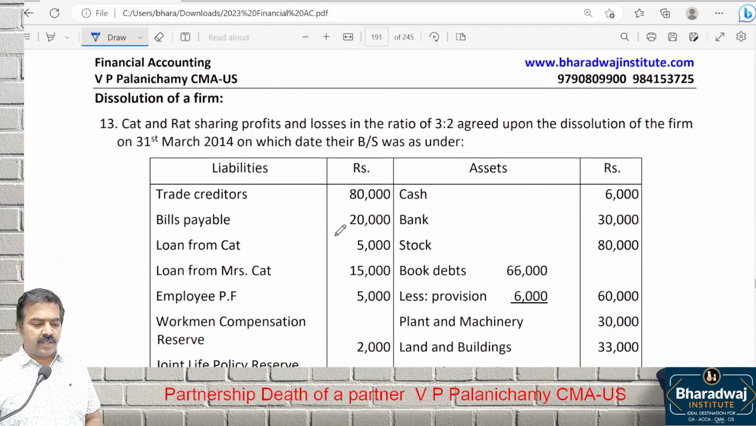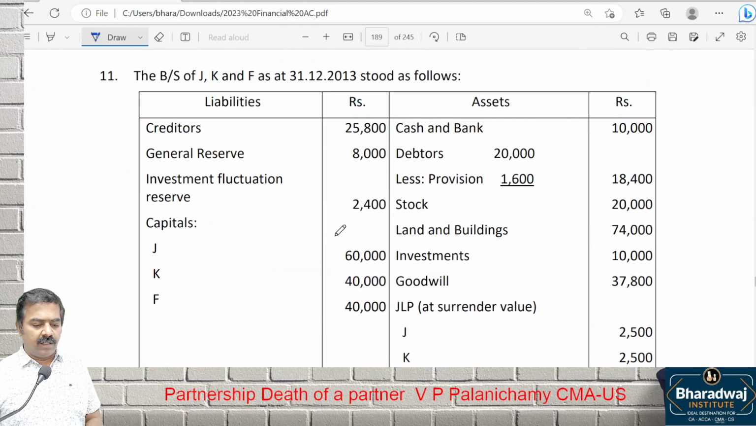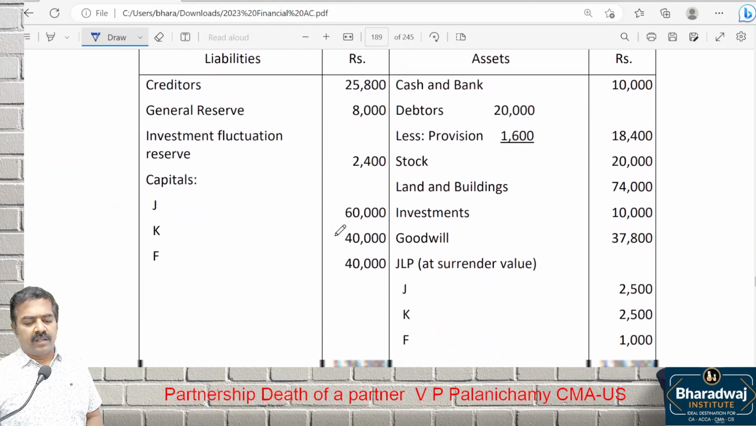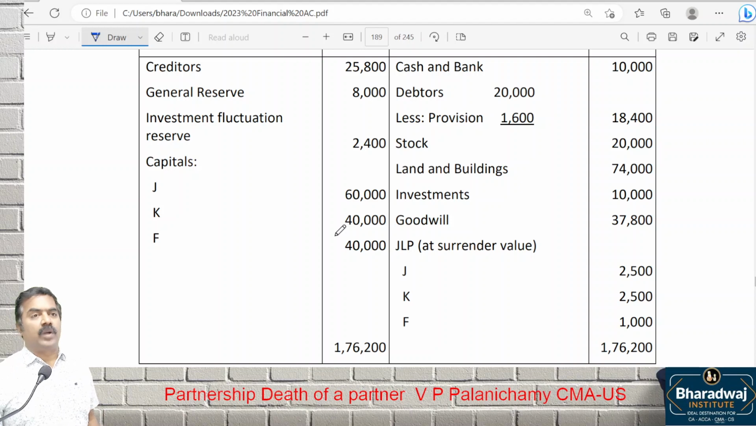Please go through question number 11. What is the difference in question number 11? Look at the asset side. Joint life policy surrender value is given together or separately? For J, K, F, the value is given separately for each partner. 2,500, 2,500, 1,000, separate values are given to us. It's a several policy.